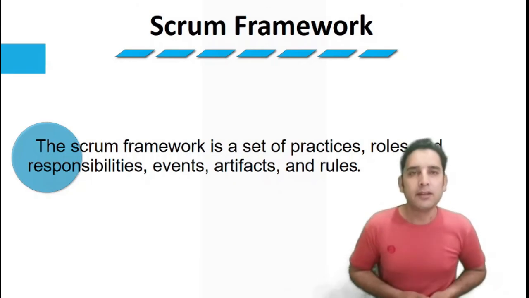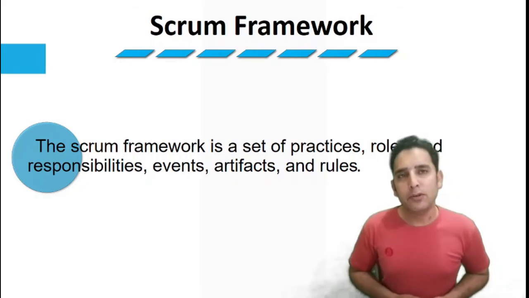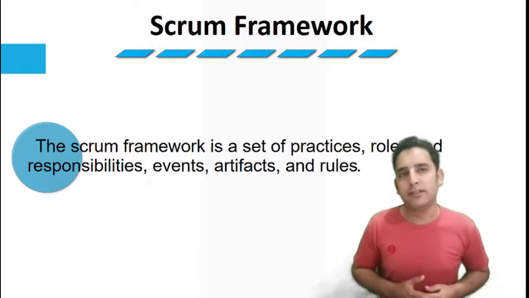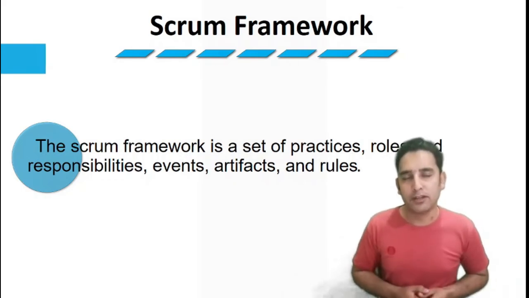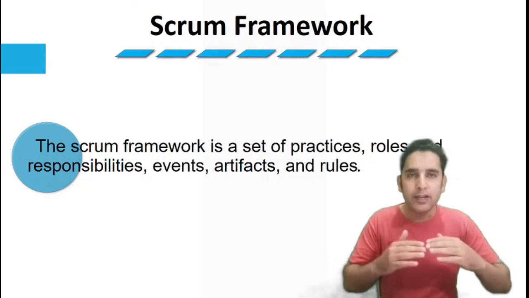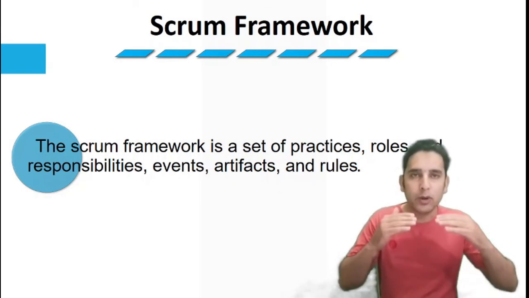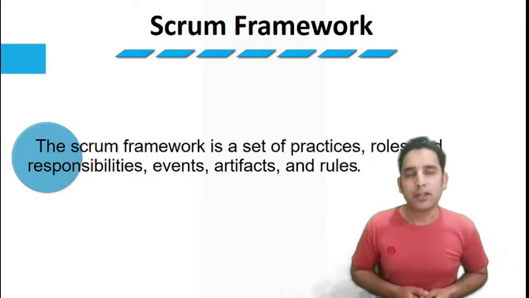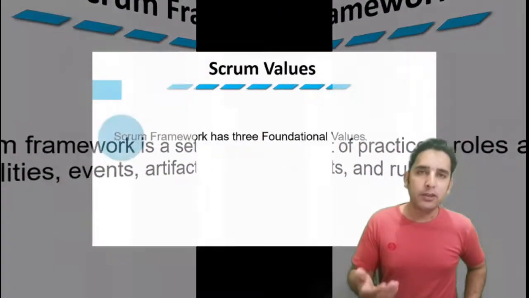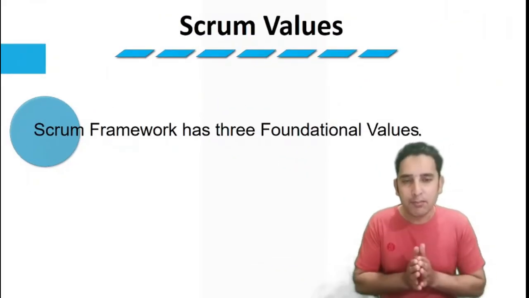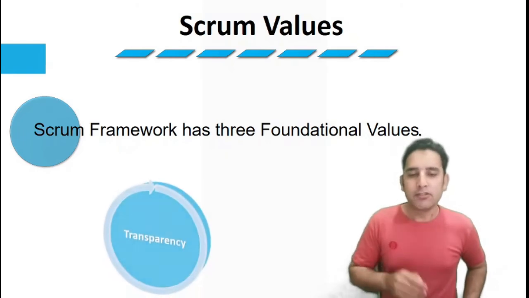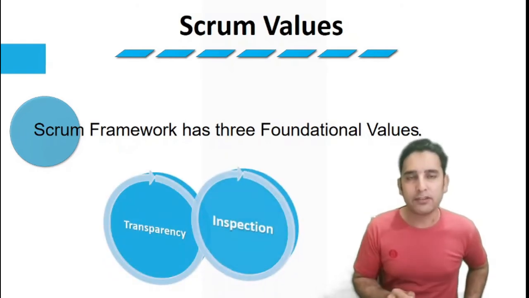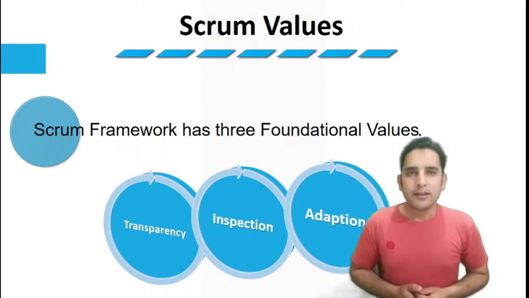You might have noticed that every methodology or framework sets its core foundational values first, because those values are the actual foundations on which you are going to build your framework or methodology. So like other methodologies or frameworks, Scrum has its own set of foundational values. Scrum has three foundational values: transparency, inspection, and adaptation.